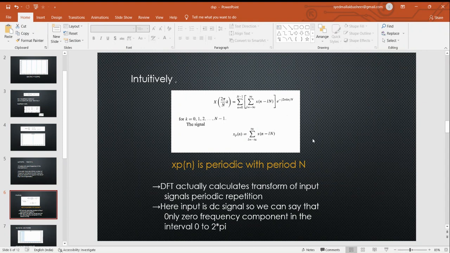Here for N equal to L, we don't have any zeros, we have all ones. So the periodic repetition of this x of n is a DC signal. So its frequency is zero. So you can reason this way also. Like we have only zero frequency component in our sequence.